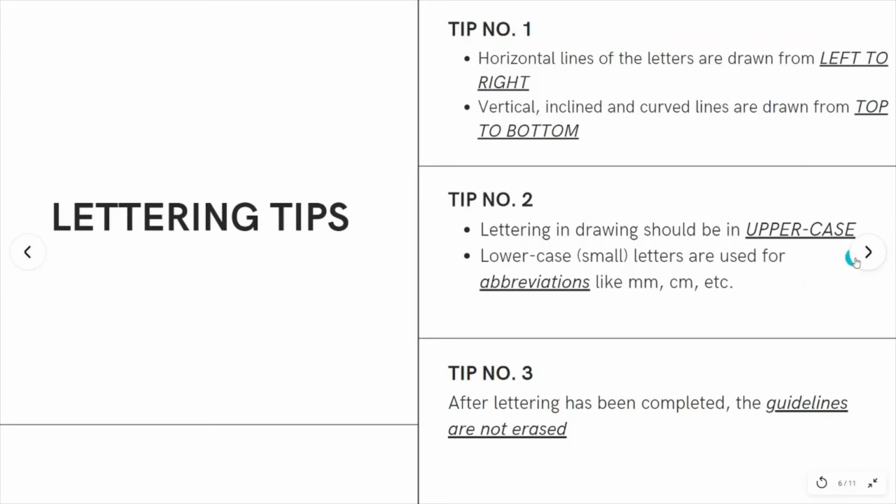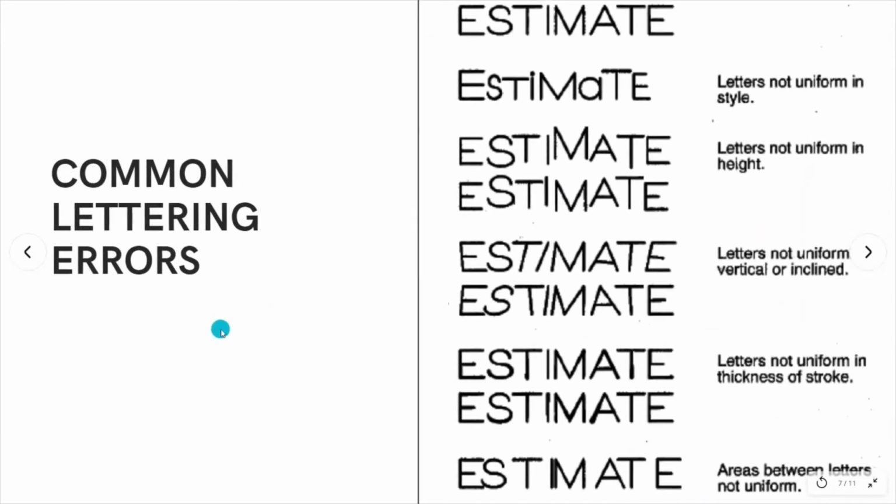Okay, so next here are some common lettering errors. As you can see, this is the proper lettering. For the first line, letters are not in uniform style. Its font style looks different, it looks very childish.